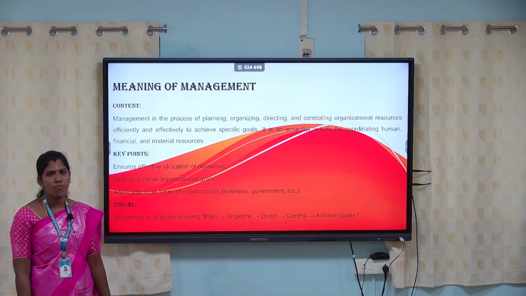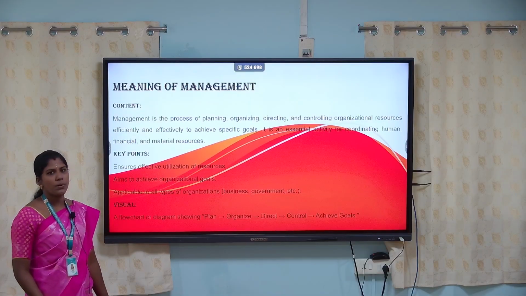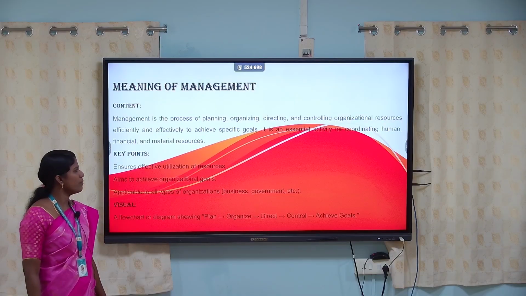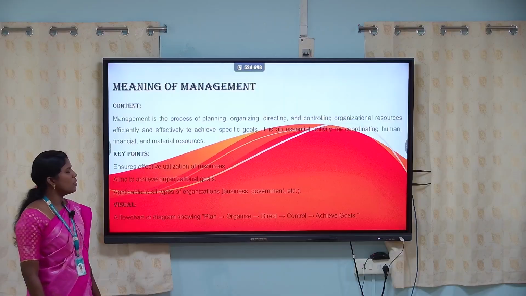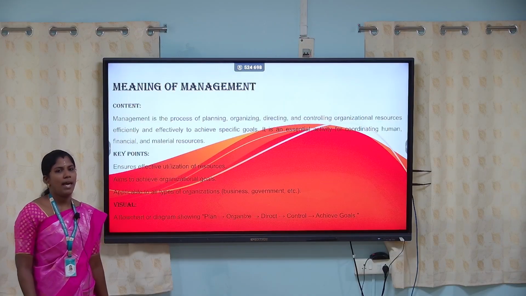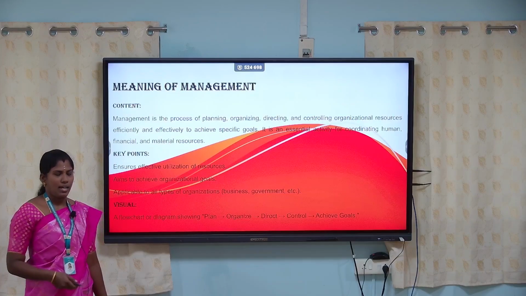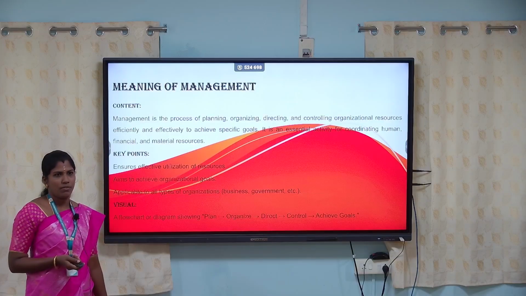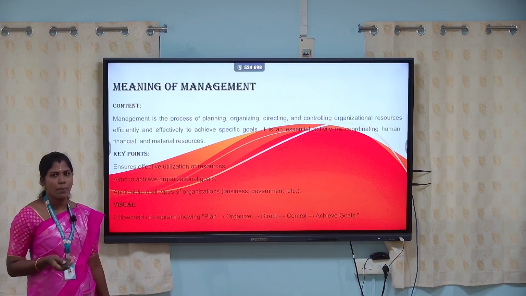First one is meaning of management. So what is the meaning of management? Management is a process of planning, organizing, directing and controlling organizational resources efficiently and effectively to achieve specific goals. Planning is a predetermined course of action. Organizing is assigning the work to the right person to complete the task in an efficient way. If you give the work to an experienced person, they complete the work in a short period of time.